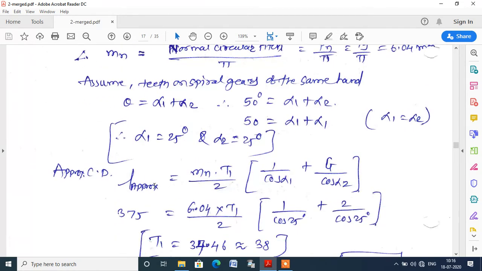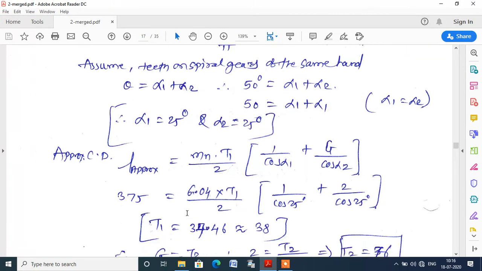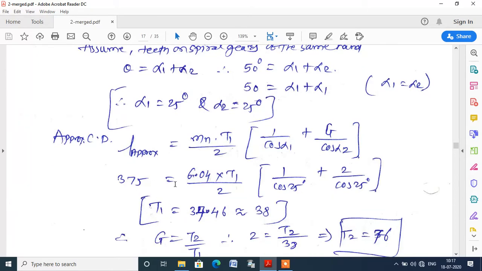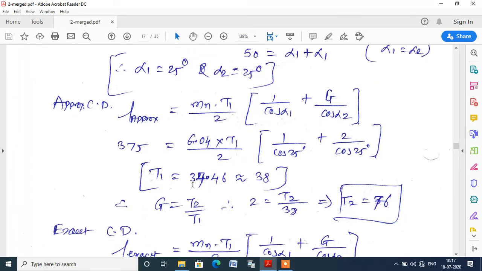Now approximate center distance, we have the formula: mn T1 upon 2 in bracket, 1 by cos alpha 1 plus G by cos alpha 2, or mn by 2 into (T1 by cos alpha 1 plus T2 by cos alpha 2). So like this we have the center distance formula. I have taken T1 common outside and written this formula, so G is nothing but T2 by T1. It is given 375. Then the module we have already calculated, into T1 by 2. T1 we don't know. Alpha 1 and alpha 2 we know. So we got the answer.